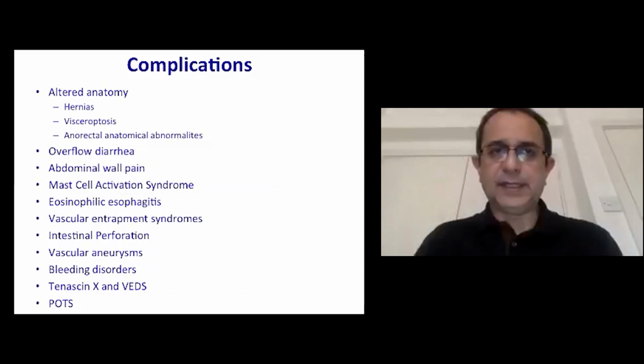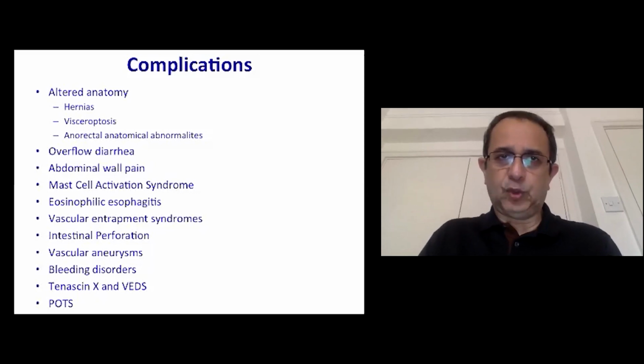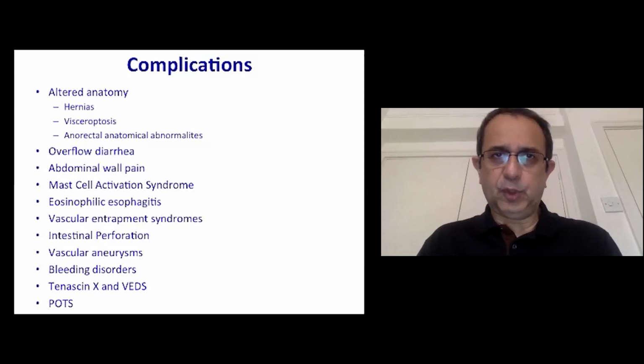And I've divided that under a number of different headings. The first one relates to altered anatomy, where the structure of the organs in the gut is in some way abnormal, and that can lead to a whole range of symptoms, and we'll go through that in my talk shortly. I'm going to talk about a condition that sometimes can be quite difficult to treat called overflow diarrhea. And this can be quite misleading because the problem there is actually not diarrhea, it's constipation. And we'll talk about that.